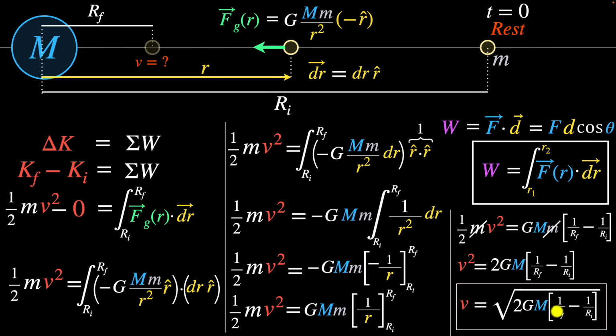And look, what if Rf was larger than Ri? Then this number becomes smaller than this number, giving you a negative number under a square root. What does that mean? Well, if Rf is larger than Ri, we're asking what is the speed when the mass goes farther away from the planet? And that's impossible. When an object starts from rest, it'll always be attracted towards the planet, and so it'll only move closer to the planet.